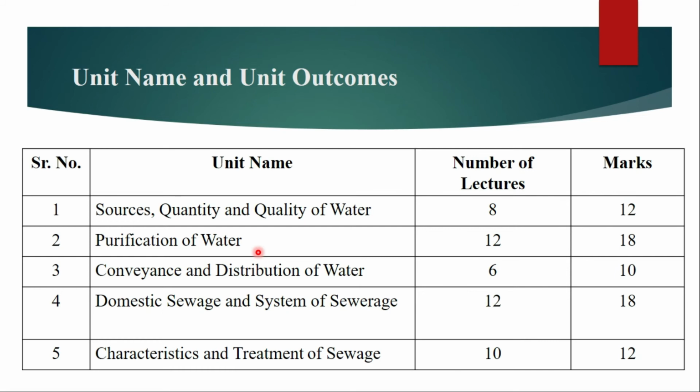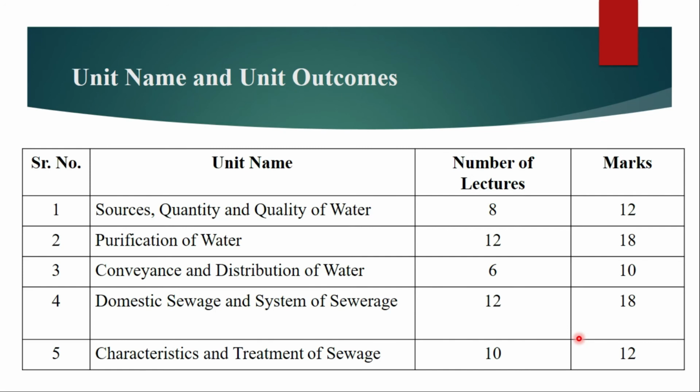Then the third chapter, that is conveyance and distribution of water. This chapter is also a very simple chapter which includes various methods to convey the water and distribution of water to the town. Then fourth chapter, domestic sewage and system of sewerage, and also characteristics and treatment of sewage. These fourth and fifth chapters are also very interesting, but these chapters need to be very carefully studied because both chapters are a little bit conceptual. So in this way, the 5 chapters are divided into 70 marks.